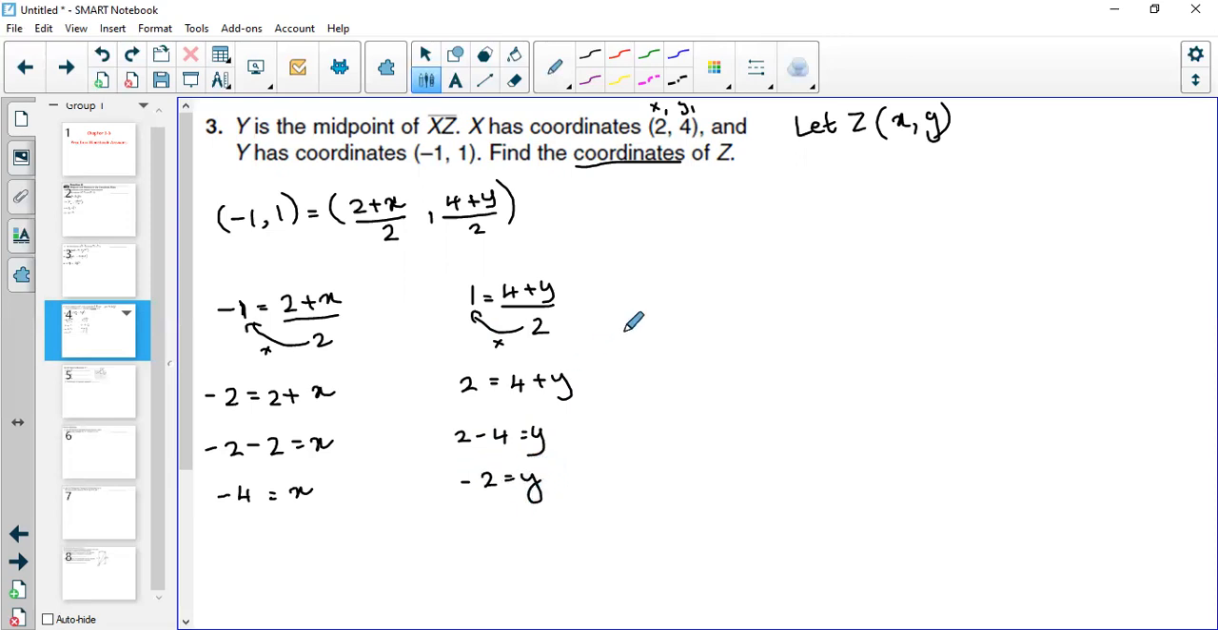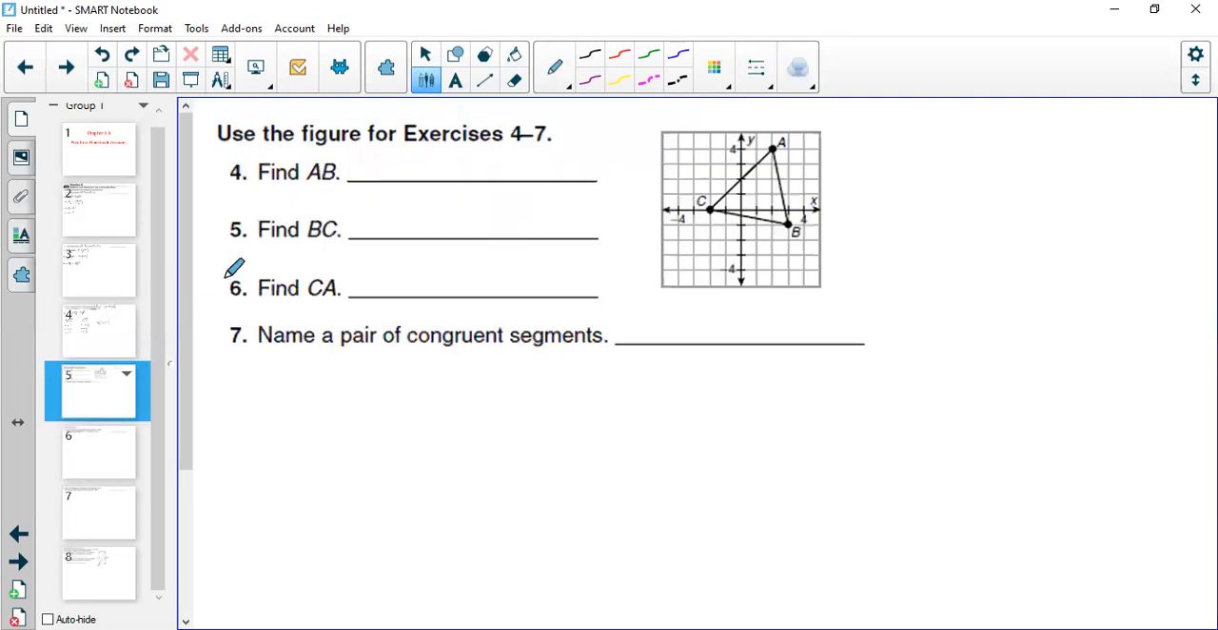So what are the coordinates? The coordinates are going to be, so Z is going to be equal to negative 4 and negative 2. So this is how you find the answer. Hopefully this part is clear. Okay. Let's move to question number 4.